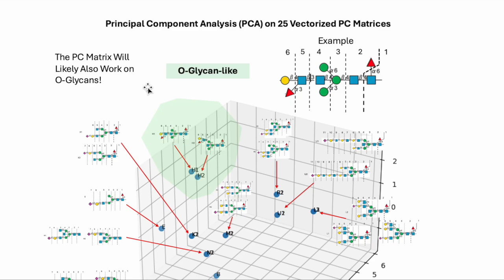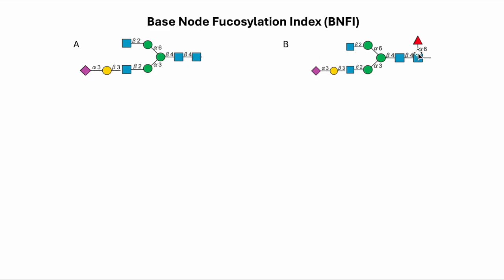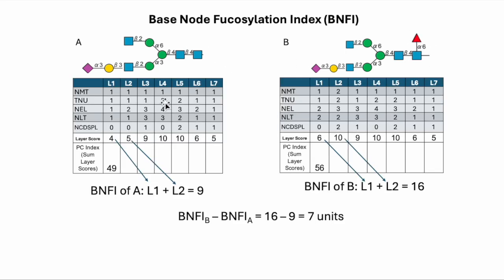We have shown that even in the case of complex glycans, the PC matrix can separate them in meaningful ways. Another feature I like to point out about the PC matrix is that there is a subindex we can generate that might be useful for studying the effect of fucosylation at the base node. N-glycans often have a fucose monomer added to the base node. These 2 structures are identical except for that fucose. When you calculate the PC matrix, the addition of the fucose only affects the first 2 layers. So if we add up the layer scores in the first 2 layers, what we get is what we call the base node fucosylation index, or BNFI.